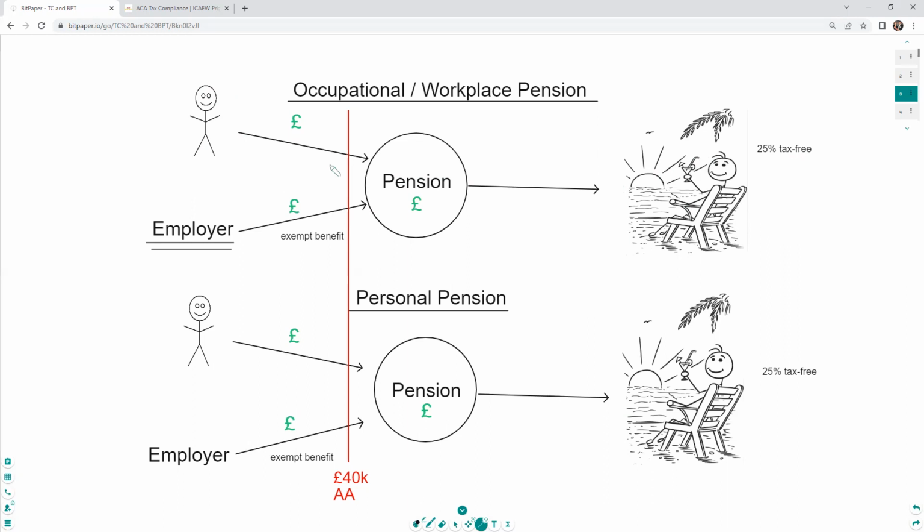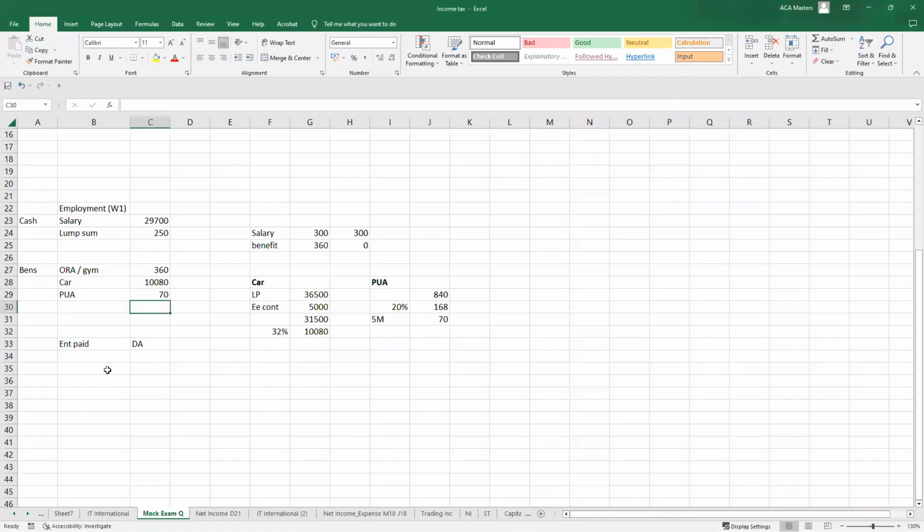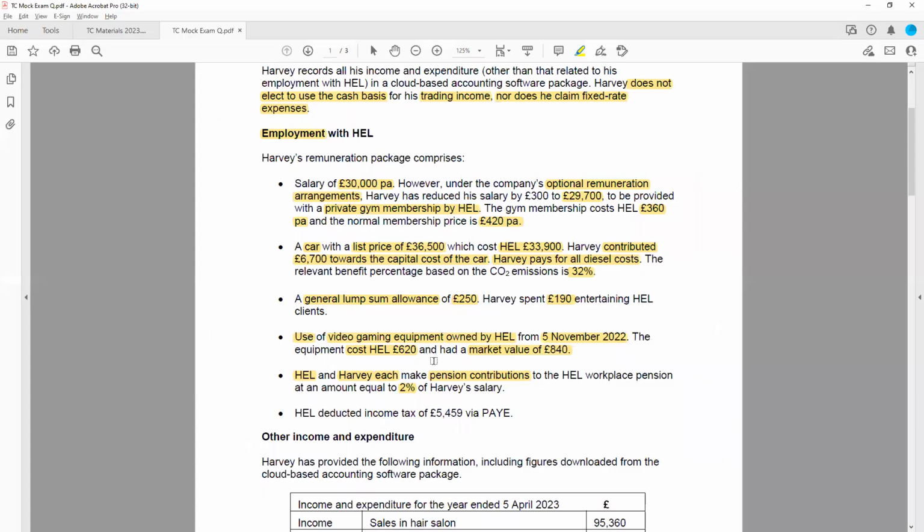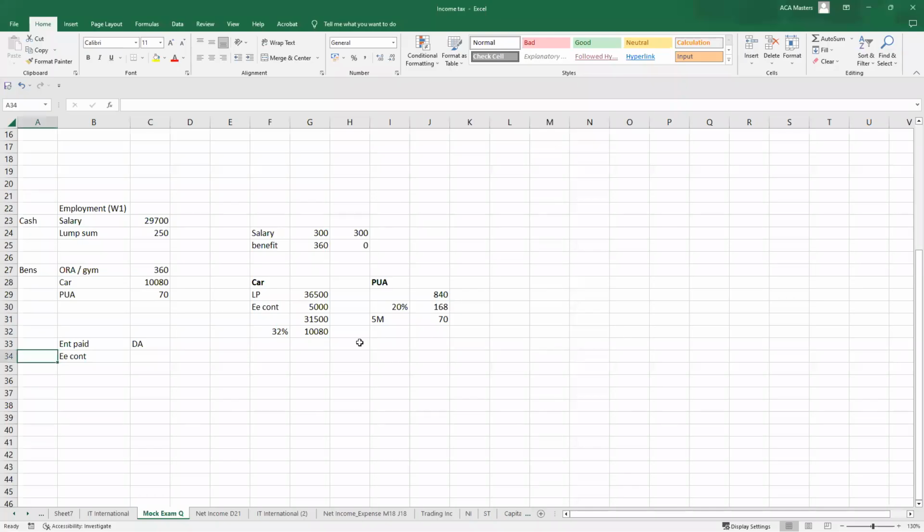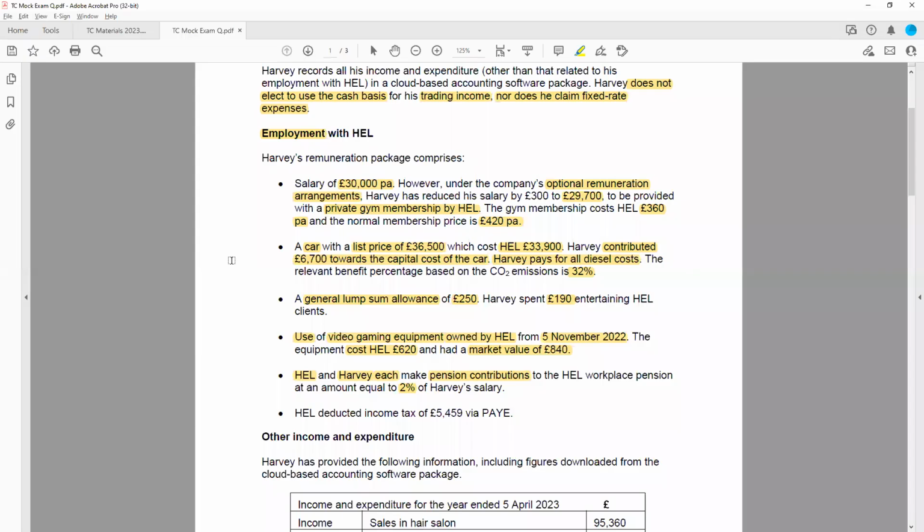So we can see here the individual contributing to the pension. If it's a workplace pension, the way the individual gets relief for the contributions they make is by deducting it from their employment income. So Harvey's made contributions to his pension. We can work out the amount he's contributed because we were told in the question that it was 2% of his employment income, so 2% of his salary.